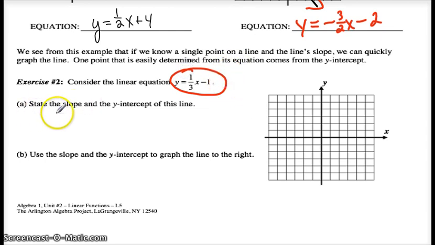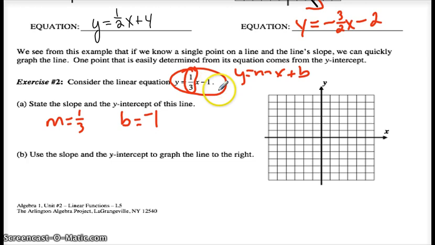So it says state the slope. m equals, well, remember, this is y equals mx plus b. m, the slope, is the coefficient of x. So m, in this case, is going to be 1 over 3. And b is what we call a constant. It's the number at the end that's not the coefficient of anything. Okay, so that is a -1.